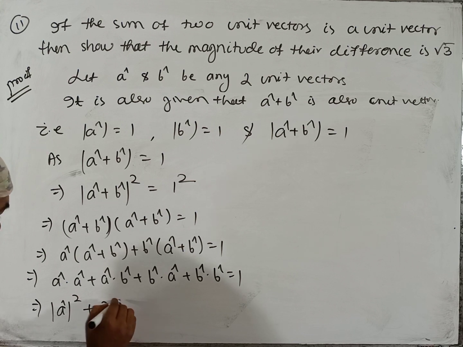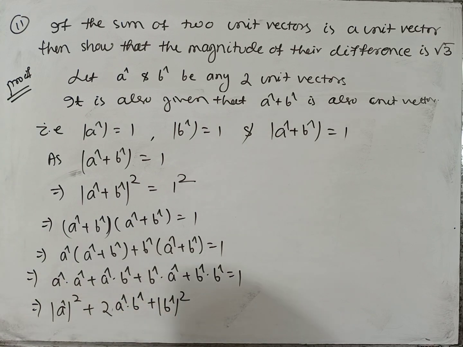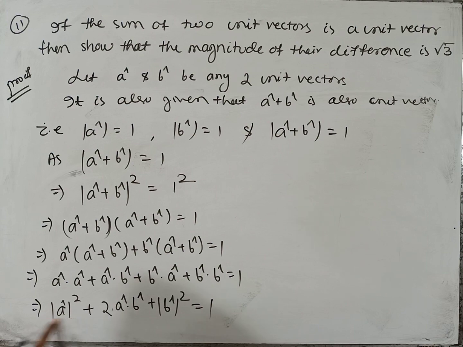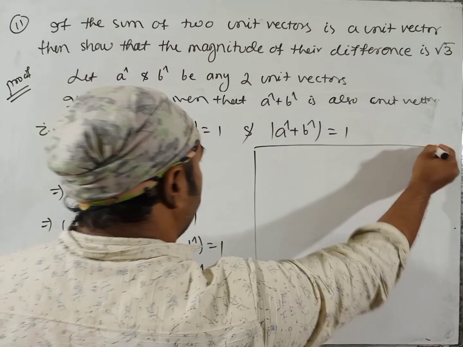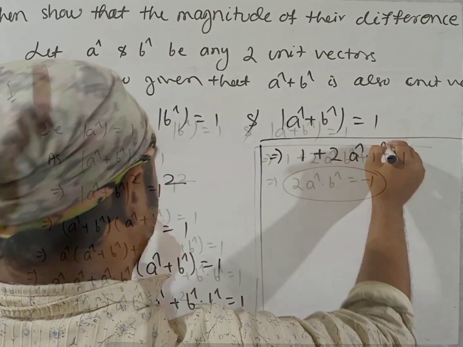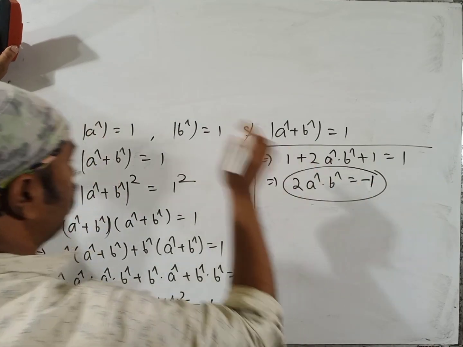It is 2 multiplied with A cap dot B cap plus the square of the magnitude of B cap, it is 1. In place of the square of the magnitude of A cap, we can put here 1, plus 2 A cap dot B cap. Next, moving towards, here it is the value: 2 A cap dot B cap is minus 1.